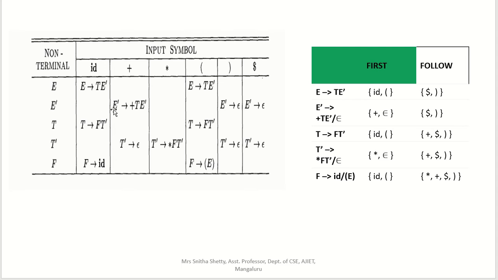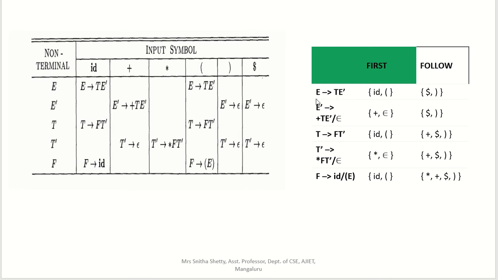So here you should write the non-terminals, and here you should write the terminals. Remember, the terminals should end with the dollar. Now look at the first production, E gives T E dash. Now we are deciding where to place this E gives T E dash in the parsing table. You should see where to place this production in the parsing table.